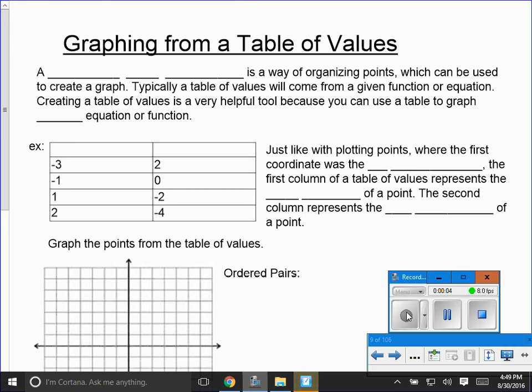This is our day 2 video for Unit 2, and today we're going to look at graphing from a table of values. Yesterday we talked about a coordinate plane and just plotting points in general. Now we're going to plot a sequence of points all together on a table of values.